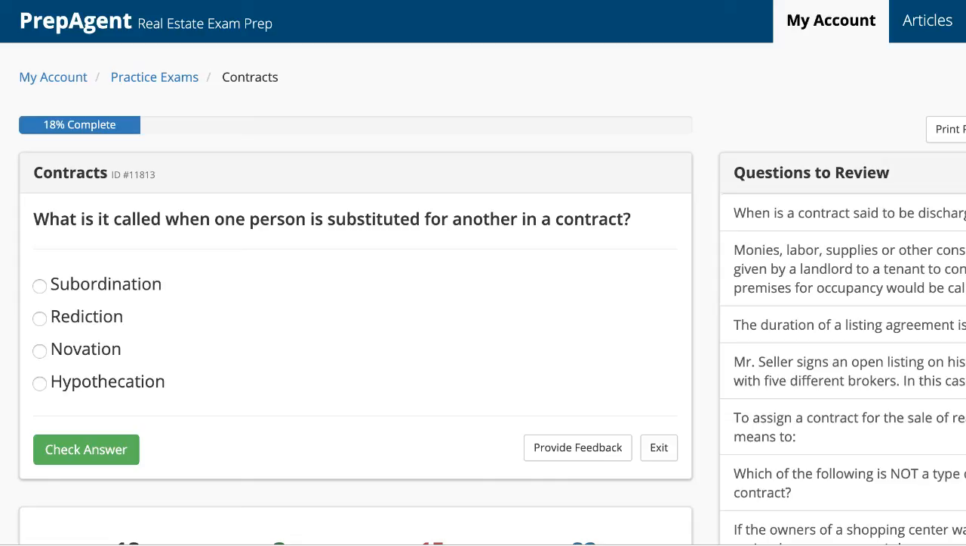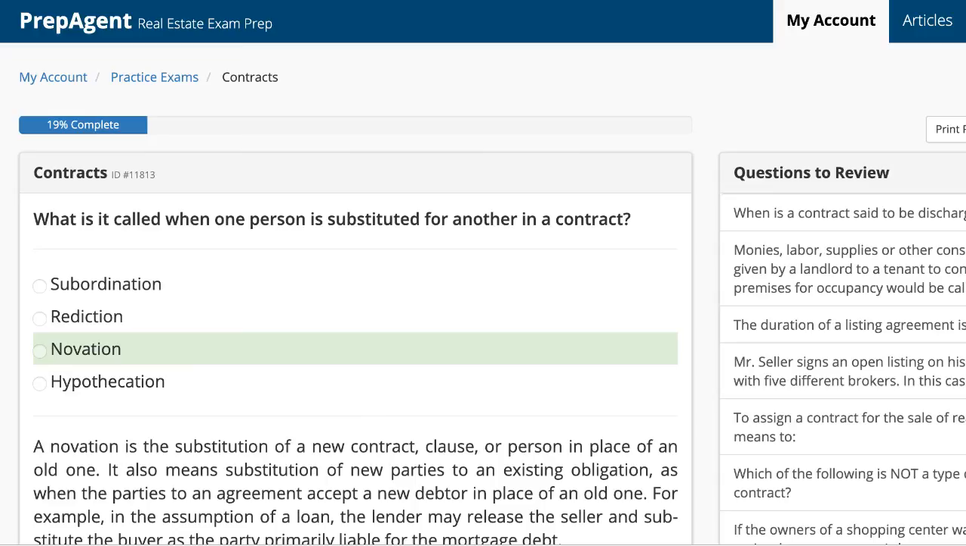Okay, after this question, I will reveal the answer. What is it called when one person is substituted for another in a contract? A, subordination. B, rediction. C, novation. Or D, hypothecation. And the answer is novation. Nova is Latin for new.